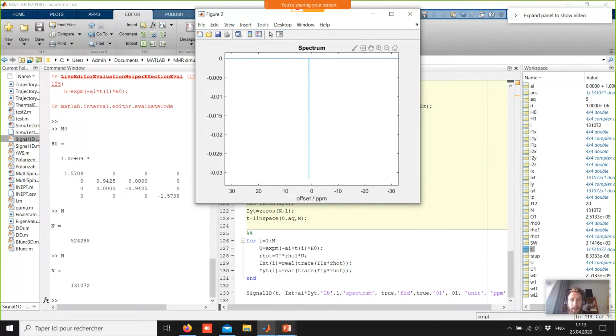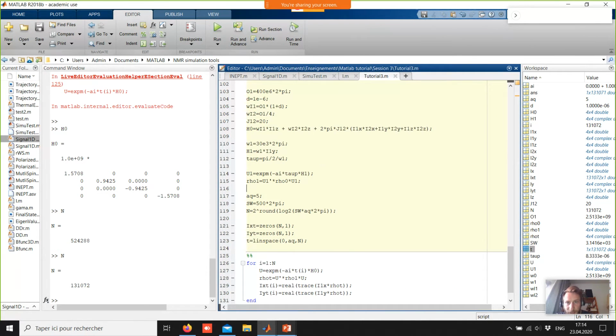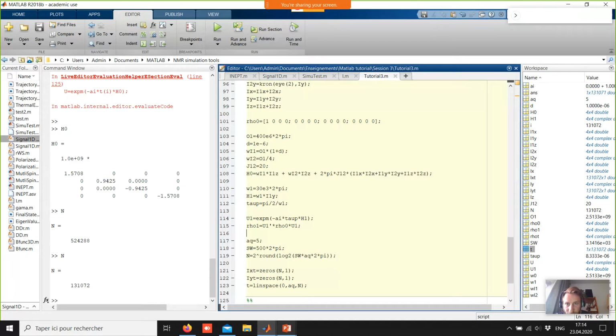Okay, it worked. So where is our peak? It's at 1 ppm. So this makes sense. Why 1 ppm? It's because here I had chosen 1 ppm.